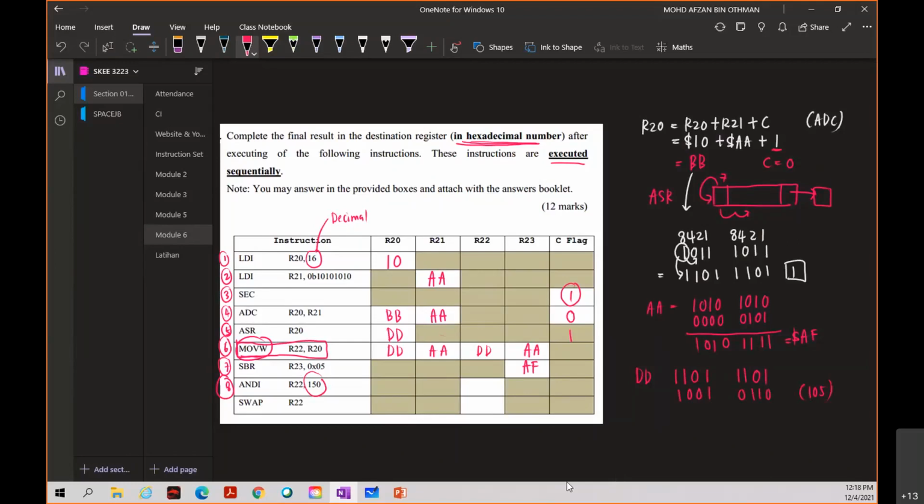Okay, and what you're going to do is the logical AND. By referring to the AND truth table, you compare bit by bit. So 1 and 0, you get 0. 0 and 1, you get 0. 1 and 1, you get 1. This one also 0. 1 and 1, you get 1. 0 and 0 is 0. 1 and 0 is 0. And 1 and 1 is 1. So the final answer will be 1001 0100, which is 94.